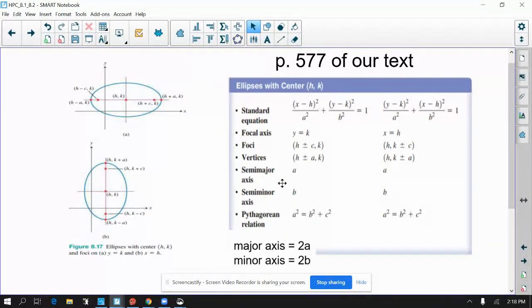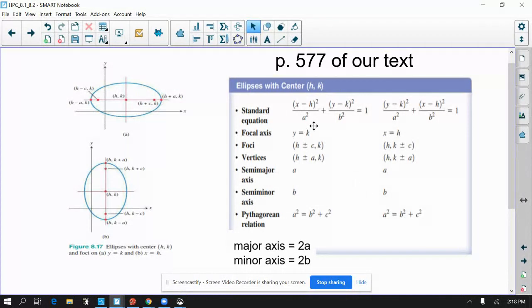So A, B, and C are related by this Pythagorean relation. It's not the Pythagorean theorem with the triangle thing, but it's related to that. So A squared equals B squared plus C squared. I know this is a lot. You don't have to understand everything at once. You just have to be able to identify what you need and then go with it.